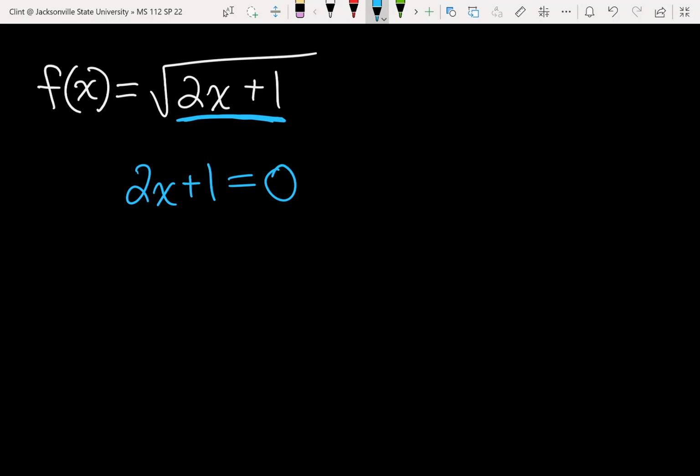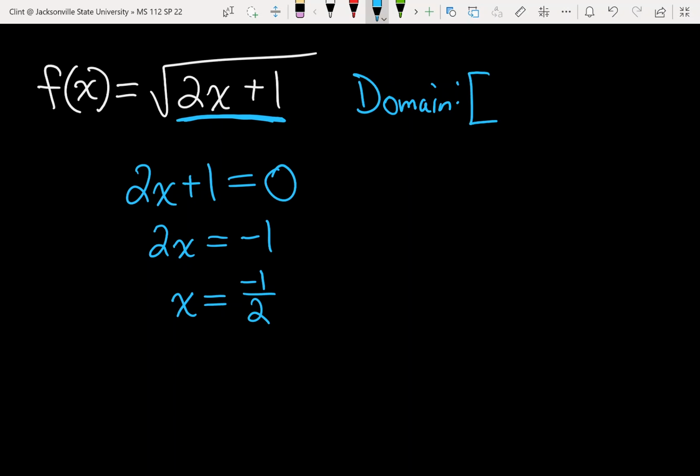So here we can subtract 1 from both sides, and then divide both sides by 2. Okay. And we get x equals negative 1/2. So that's going to be the smallest x value that works. So our domain would start at negative 1/2. We include that, and it can be as big as we want it to be, so it goes to infinity.